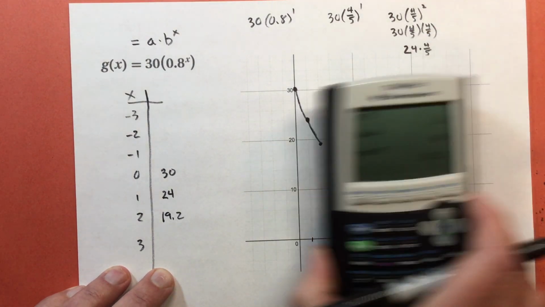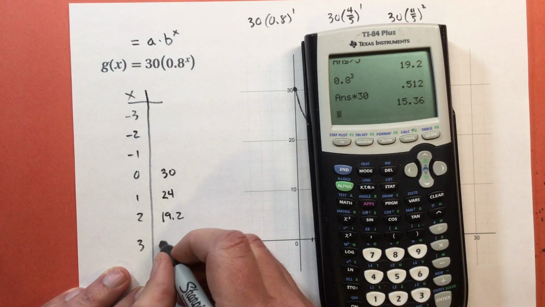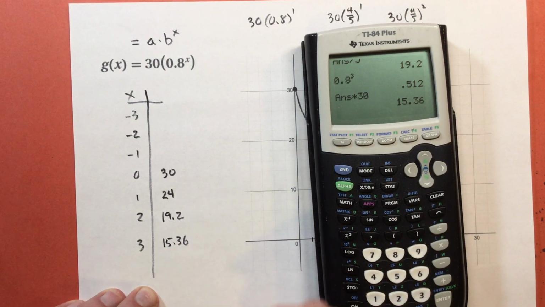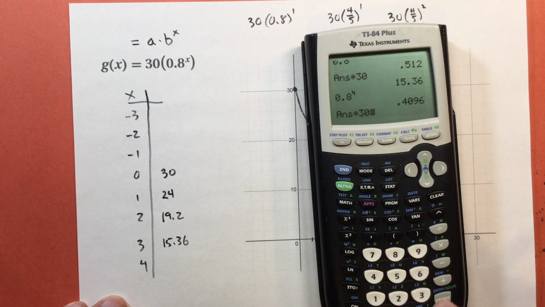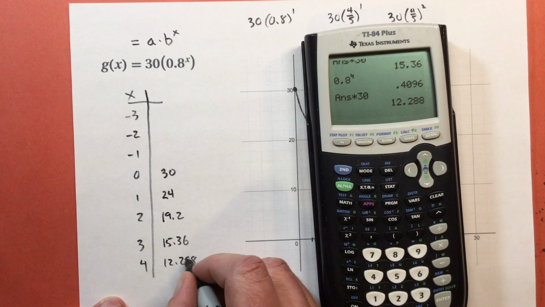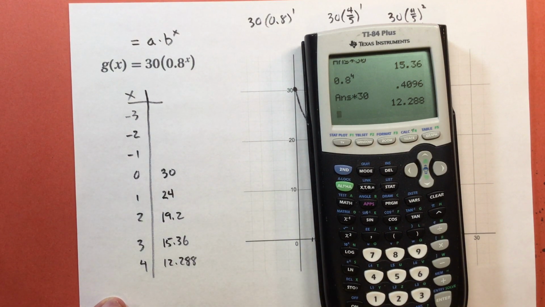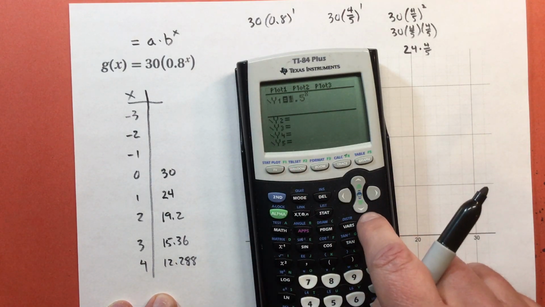All right. So anyway, if I do 0.8 to the third power, and then I multiply that by 30, I get 15.36. And 0.8 to the fourth power times 30, I get 12.288. And I certainly don't need it to be that accurate. I'm not going to be able to draw it that accurate. So let's do it all at once.